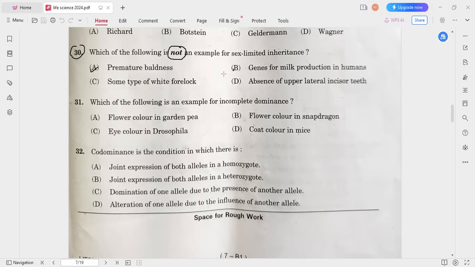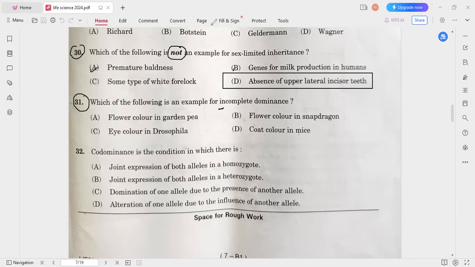So that's why option D is not a sex limited inheritance. Option D is the correct answer for question number 30. Okay, so now move on to the next question, that is question number 31. Which of the following is an example of incomplete dominance?